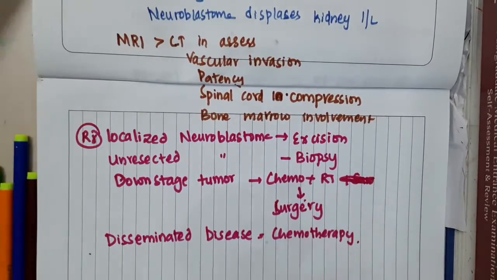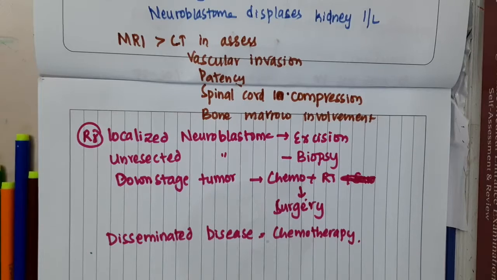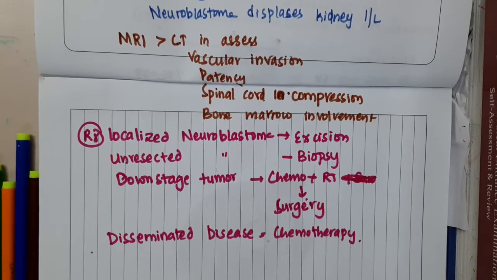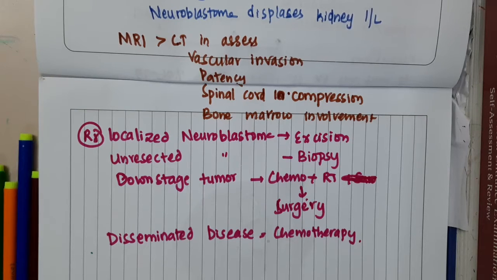Okay, so these are the important points about neuroblastoma. Now there is one table for neuroblastoma which will tell us about the prognostic factors of neuroblastoma. So just 1 minute.